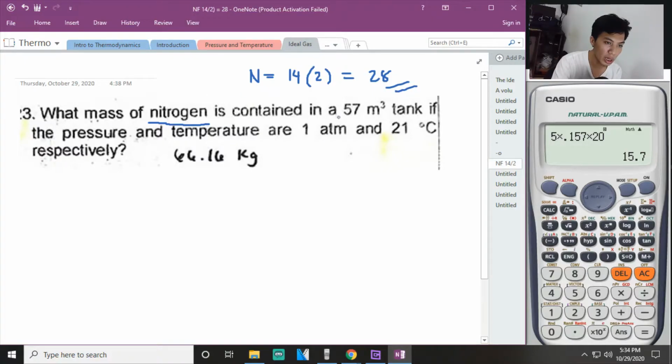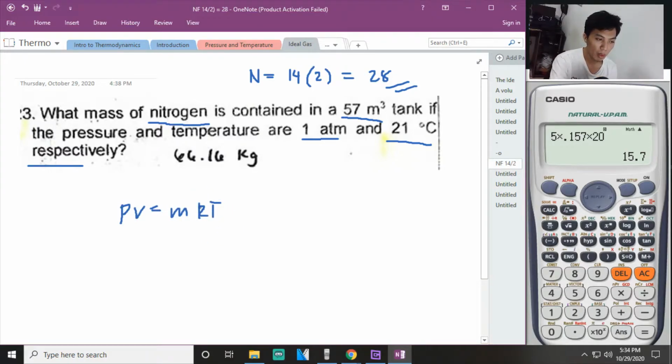So, is contained in a 57 cubic meter tank. You are given the volume. If the pressure and temperature are 1 atm and 21 degrees Celsius respectively, nahanap natin yung mass. So, tag-iisa yung binigay. Isang temperature, isang volume, and then isang pressure. So, you will have to use PV is equal to MRT. Kaya lang, sir, hindi ko alam kung paano yung solving niyan. Can you recall? Pwede ba?